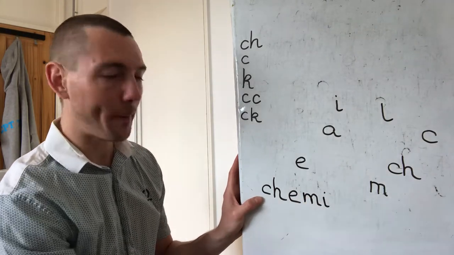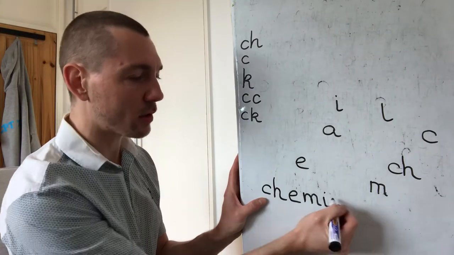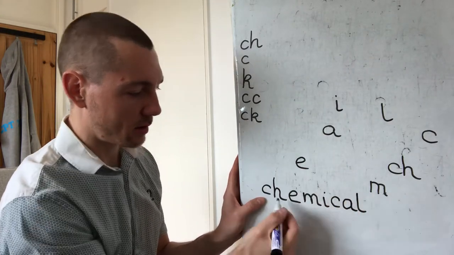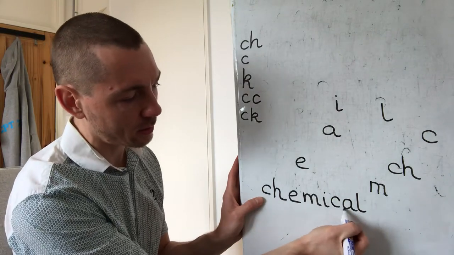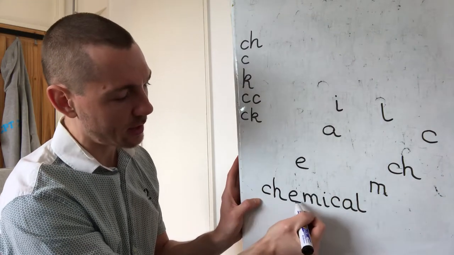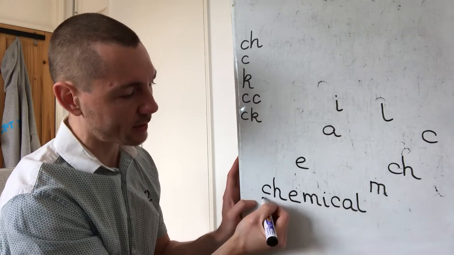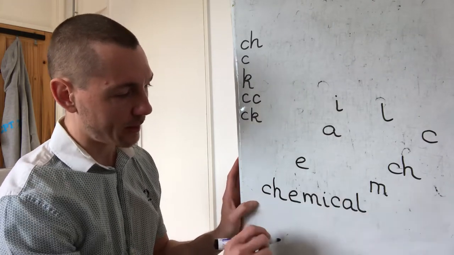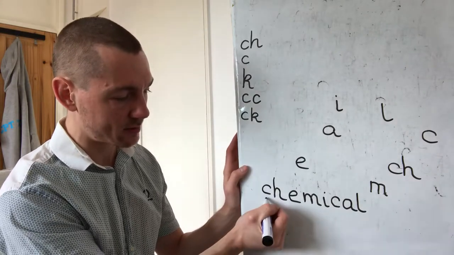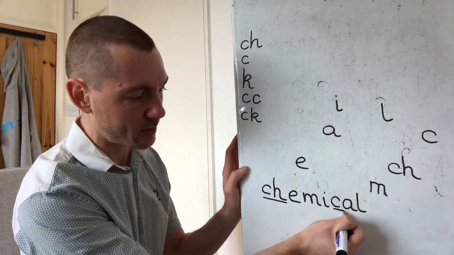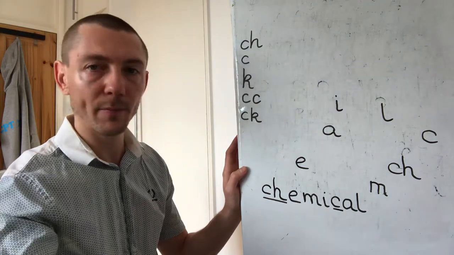Chemical. We've got two k sounds. One is spelt with ch, and one is spelt with just the c spelling of k. Okay?